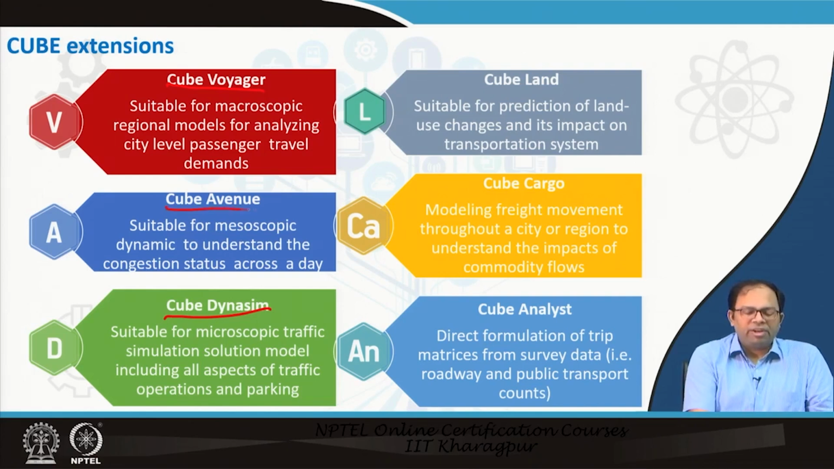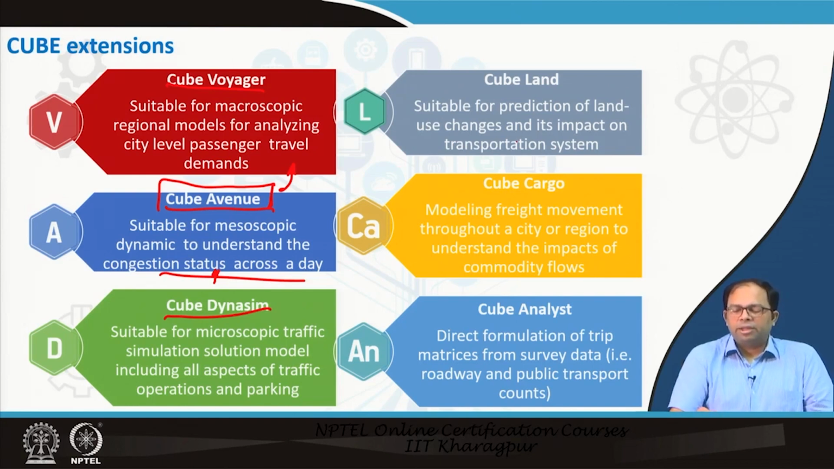And then we have got Cube Avenue, which is the mesoscopic model, which helps us to understand the congestion status across a day. Cube Avenue is very detailed. So more or less, many of the features of a microscopic model could also be done using Cube Avenue as well. If we go for dynamic assignment and all, Cube Avenue helps us to generate that kind of data, which goes as a feedback to the Cube Voyager model as well. Then we have got Cube Land, which is suitable for prediction of land use changes and its impact on transportation systems. We have got Cube Cargo, where we can model freight movement throughout a city or region and understand the impacts of commodity flows.